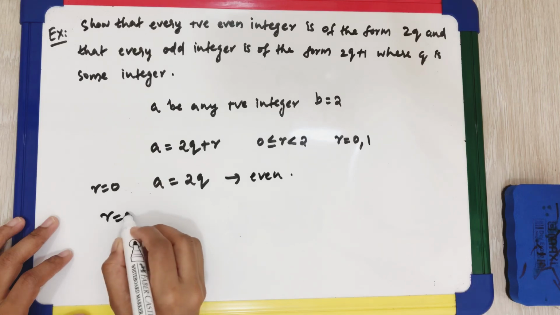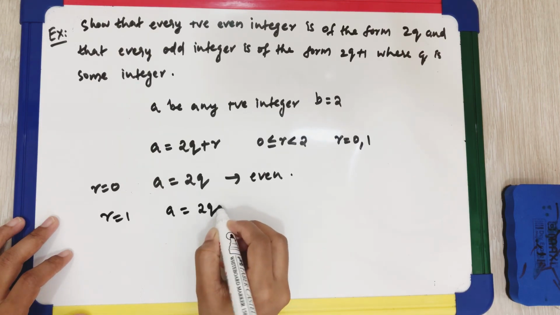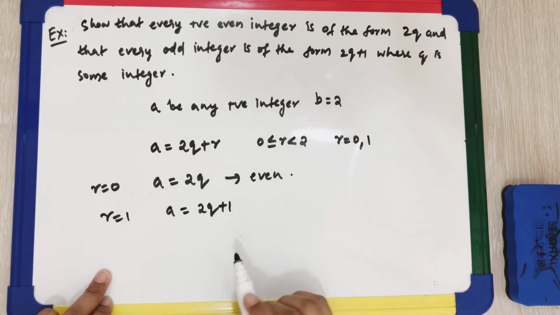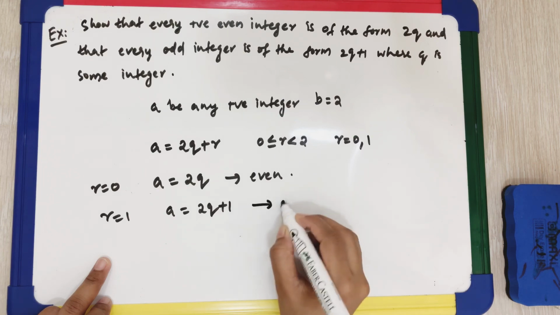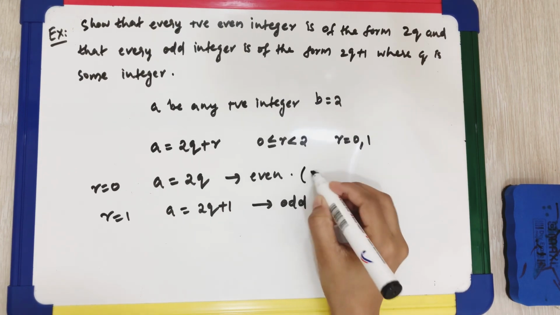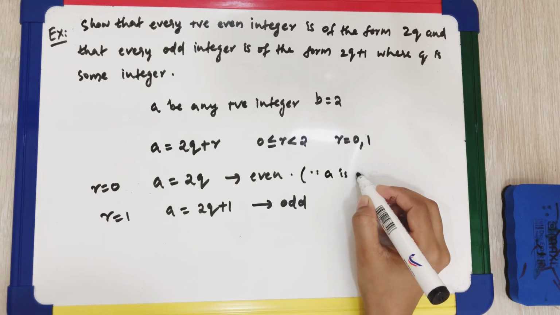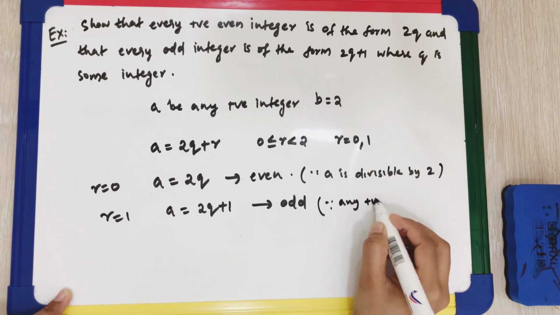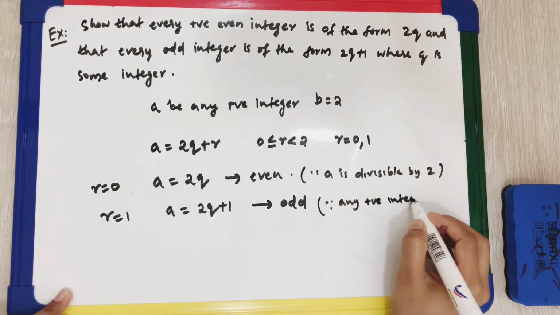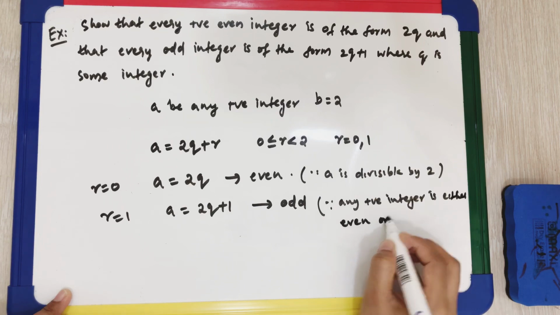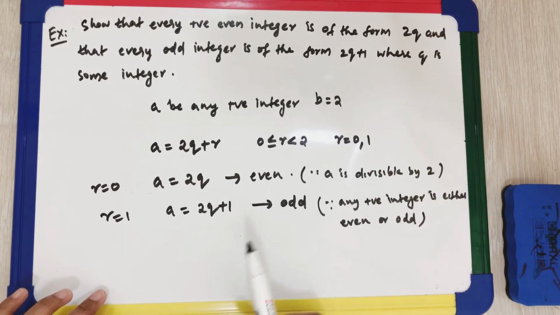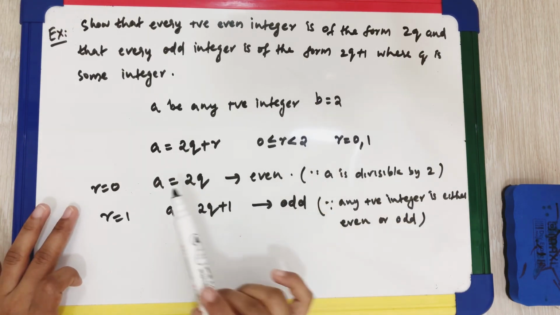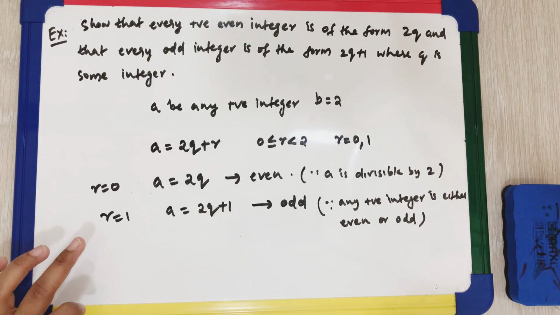And when r is equal to 1, we get a is equal to 2q plus 1. We know that any positive integer is either even or odd. Therefore, a equal to 2q plus 1 is an odd integer, since it is not divisible by 2. And since any positive integer is either even or odd, therefore we can say any positive odd integer is of the form 2q plus 1 and any positive even integer is of the form 2q.